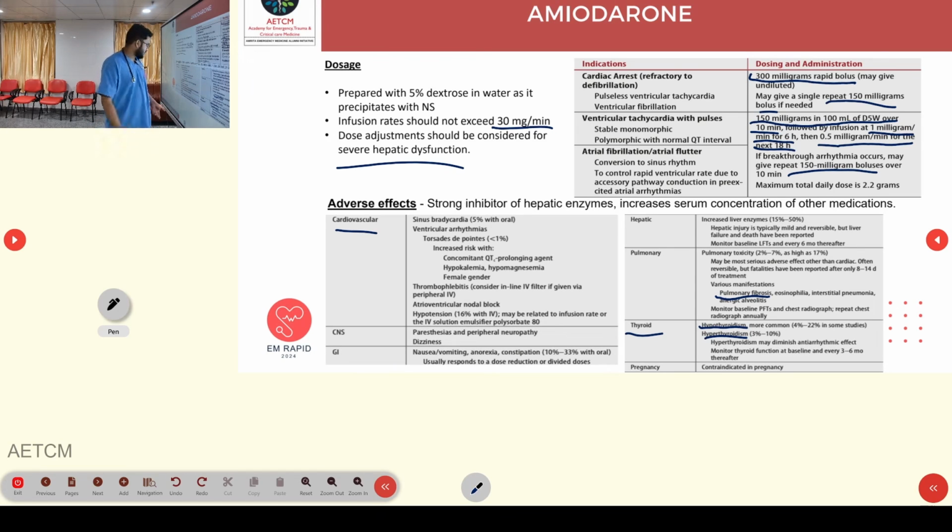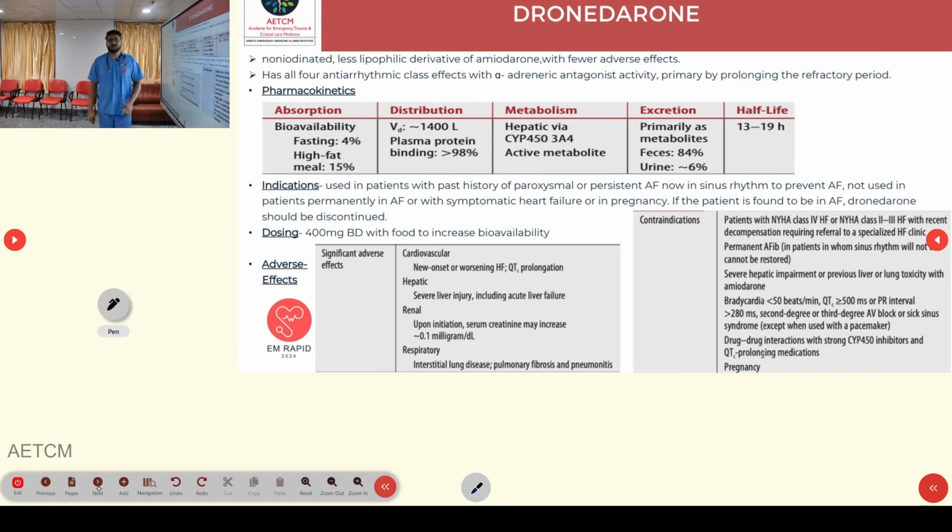And pregnancy, it is contraindicated. Even dronedarone is contraindicated in pregnancy, and dronedarone is a non-iodinated, less lipophilic derivative of amiodarone. Because it's less lipophilic, it's less distributed in the bodily tissues, and it has fewer side effects. It has all 4 antiarrhythmic class effects with alpha-adrenergic antagonist activity, and it mainly prolongs the refractory period. That is its main mechanism of action.